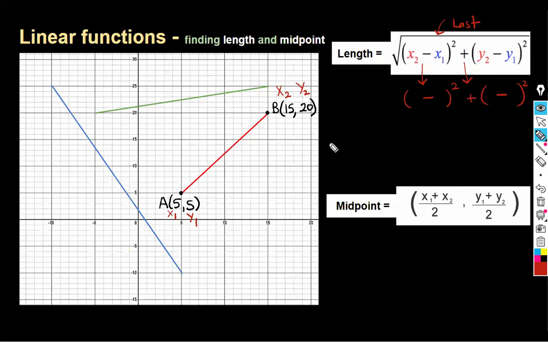x2 minus x1. Where x2? Sorry, guys, I did it wrong there. x2 is 15. My mistake. x1 is 5. y2 is 20. y1 is 5. Everyone take down up to there. We just replaced x2 and y2 with the relevant numbers. Nothing drastic.